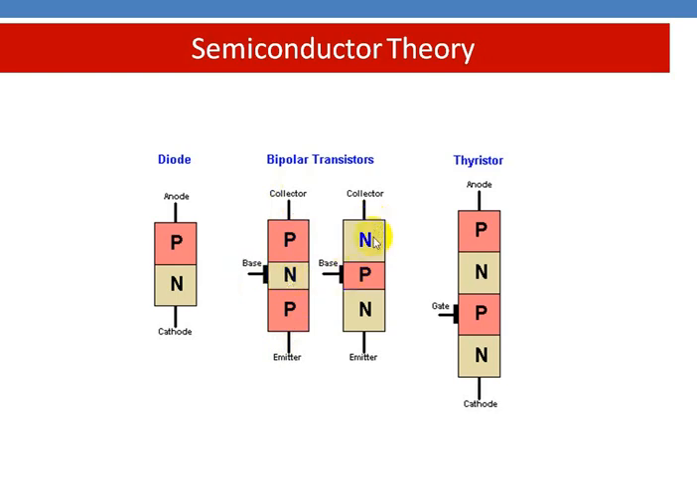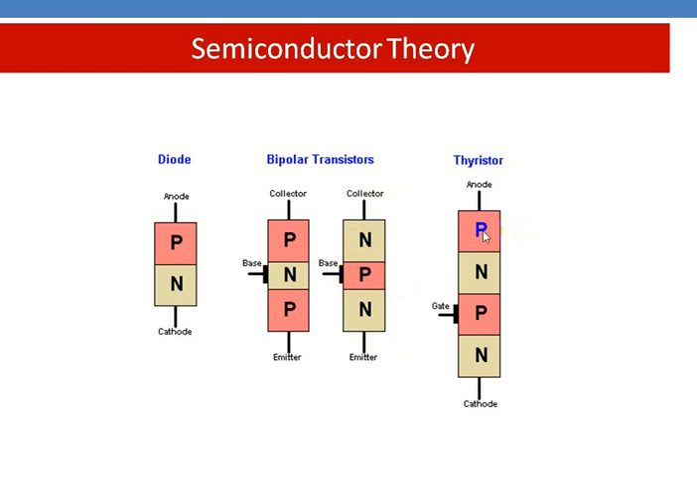Similarly, NPN transistors. From the two outer end regions, the terminals are taken, and they are named collector and emitter, and the middle region, the B region, is called the base. Usually this middle base region will be thinner as compared to the outer layers.